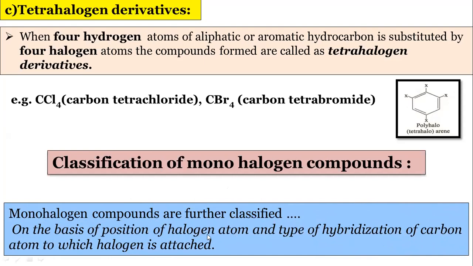कहाँ पे ये halogen atom कहाँ पे attach हो गया है इसके ऊपर classification है. And another classification is the type of hybridization of the carbon atom, whether the carbon atom is sp3 hybridized, sp2 hybridized, or sp hybridized. So depending upon the position of halogen and the hybridization of the carbon atom, remember here we are only concentrating on the hybridization of the carbon atom.